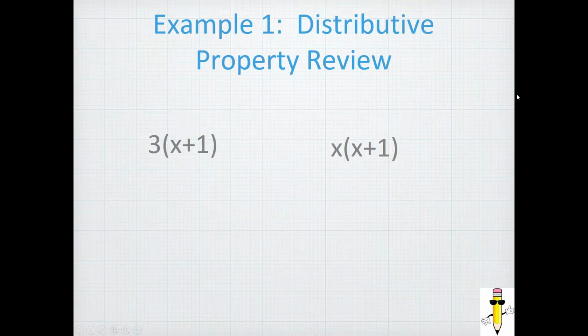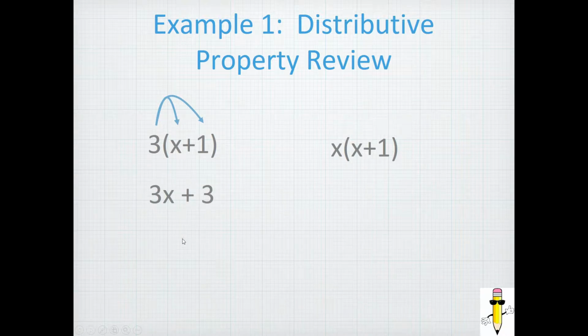So example 1, when we're doing the distributive property, is going to be right here. We have 3, x and an x plus 1, and we have an x and an x plus 1. So we're going to see how these two terms will affect each other. First, we're going to take the 3 and apply it to the x, and we have 3x. We do that to the 1, and that gives us 3.